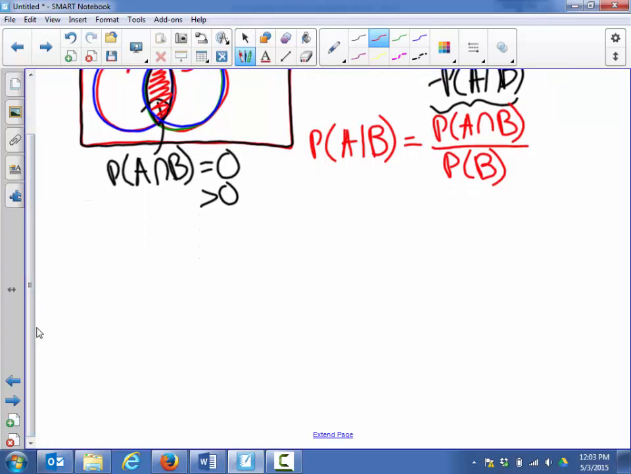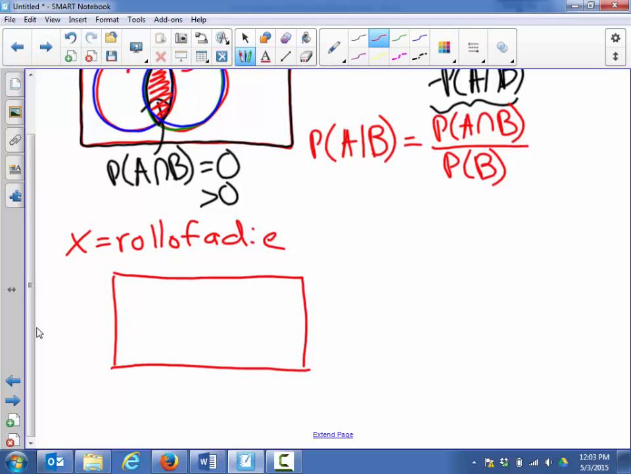Okay, let's go on to something just a little bit different. Let me draw for you or define a variable first. Let's say the random variable x is the roll of a die. Roll of a die. Okay?